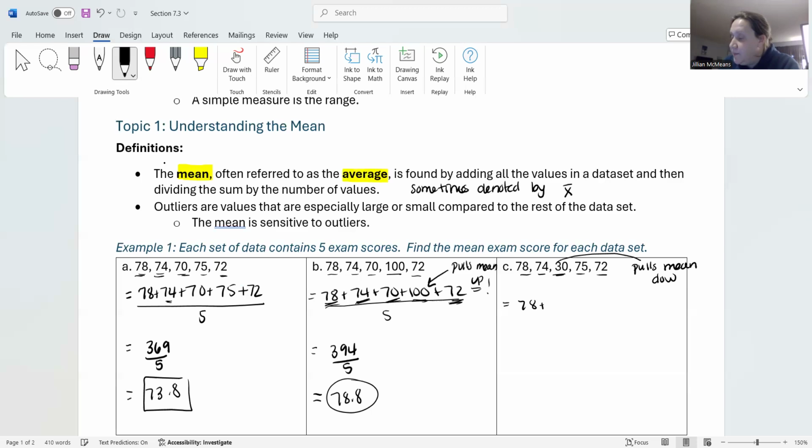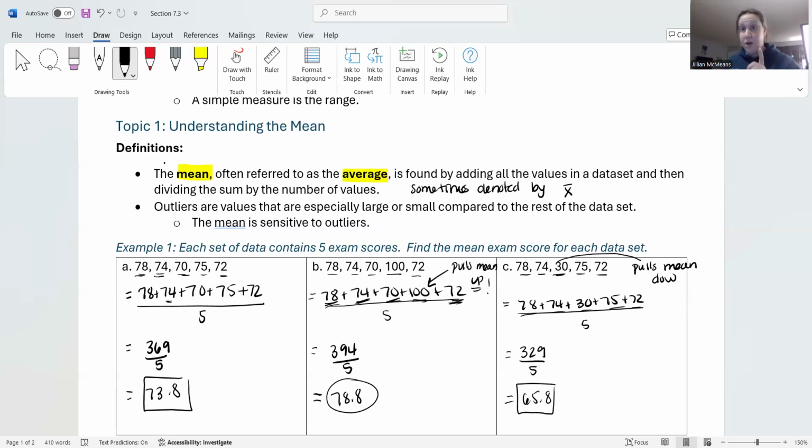So we've got 78 plus 74 plus 30 plus 75 plus 72. We want to divide by 5. So 78 plus 74 plus 30 plus 75 plus 72 is 329. And we need to divide it by 5, and we get 65.8. Okay? Well, 65.8, if you look at our data items, 4 of the 5 data items are higher than 65.8. And ideally, if we have a set of data that's kind of evenly dispersed, we would see that you'd have half your data items above the mean, half your data items below the mean.